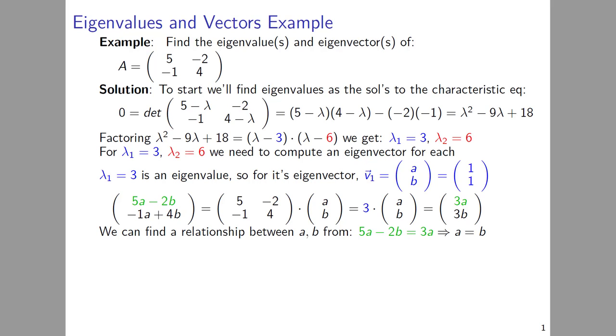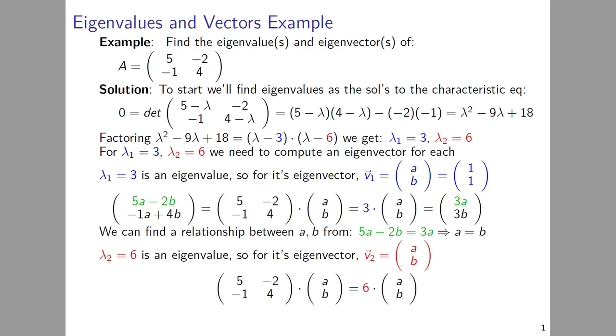Now that we've found the eigenvector for the eigenvalue 3, we'll move on and find the eigenvector for the eigenvalue 6. Again, we'll write this vector as (a, b). And we have that our matrix A, [5, -2; -1, 4], times (a, b) is equal to 6 times (a, b). And on the right-hand side, we'll have 6 times a and 6 times b. While on the left, we'll get the same matrix multiplication onto the vector (a, b). So again, we'll have (5a minus 2b, -a plus 4b).